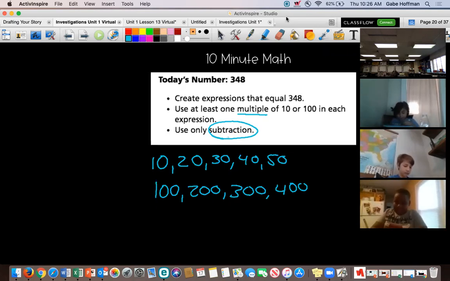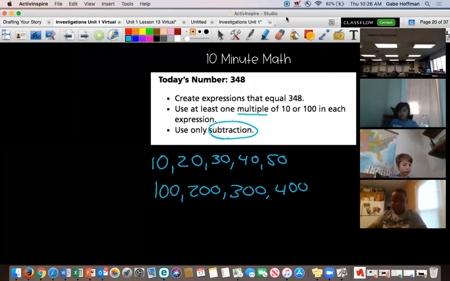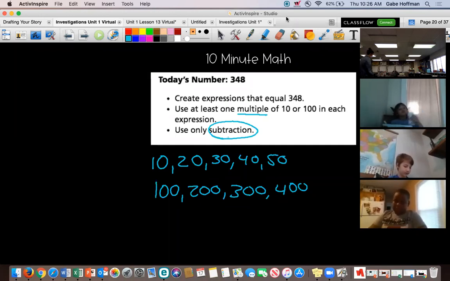Here's a little secret too about multiples of 10. If you have a multi-digit number and it ends in 0 in the ones place, you know it's a multiple of 10. So any number that is more than one digit and has a 0 in the ones place is a multiple of 10.